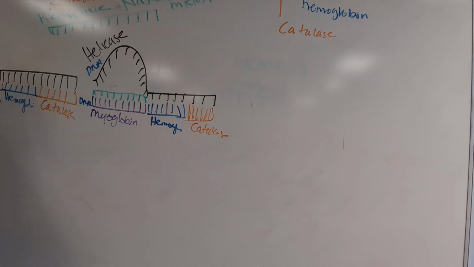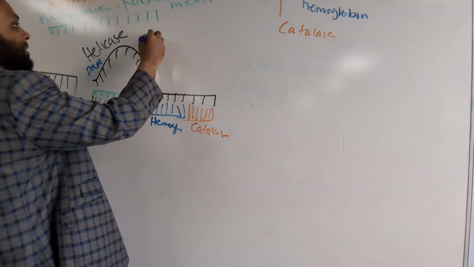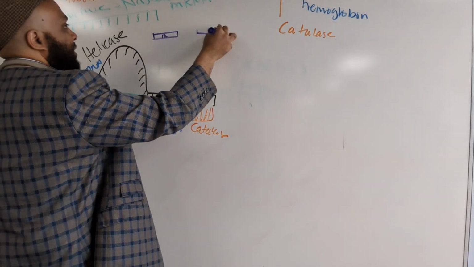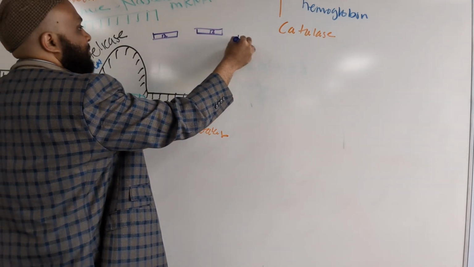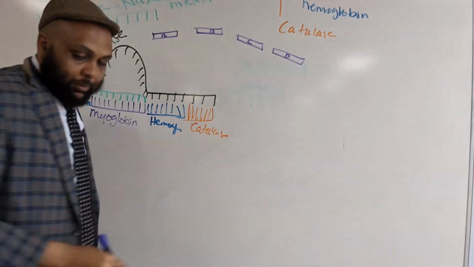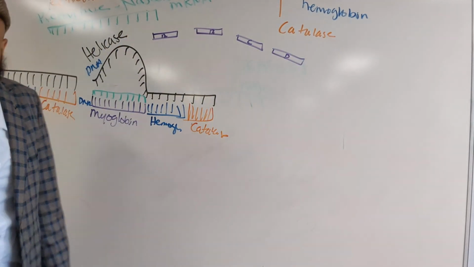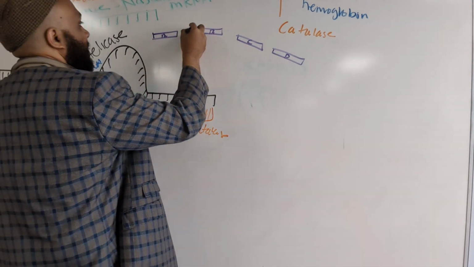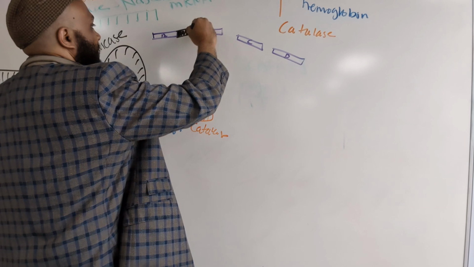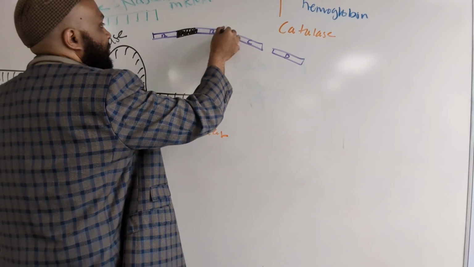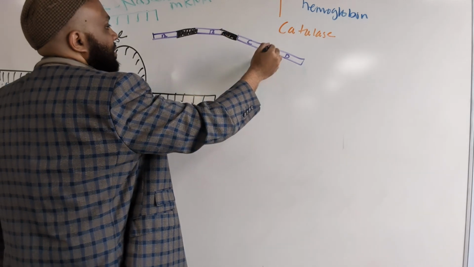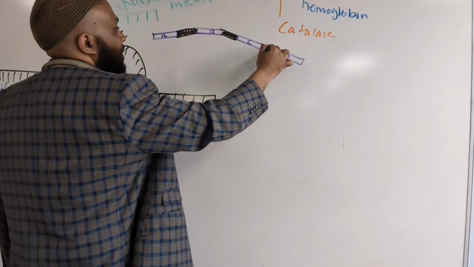So now my mRNA looks like this. That's my mRNA, that's part A, that's part B, that's part C, that's part D. But the problem is between them are the introns, these regions that I do not want.